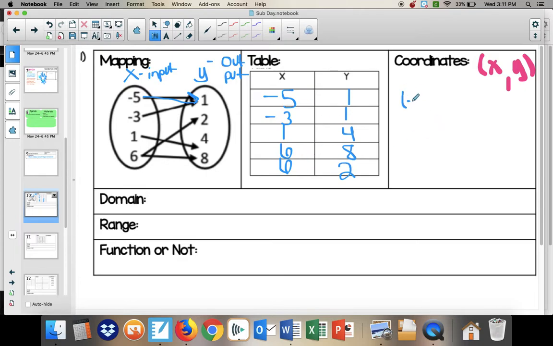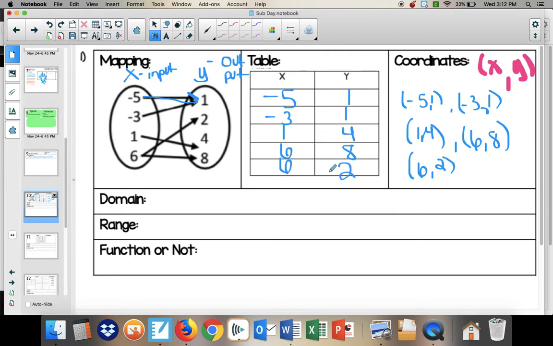Now, I'm going to just write my coordinates as x, y. So -5, 1, -3, 1, 1, 4, 6, 8, and I really should put 6, 2 first, but 6, 2. Does not matter with the y values.